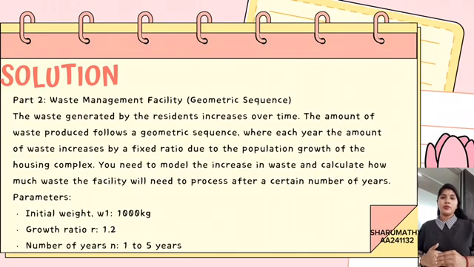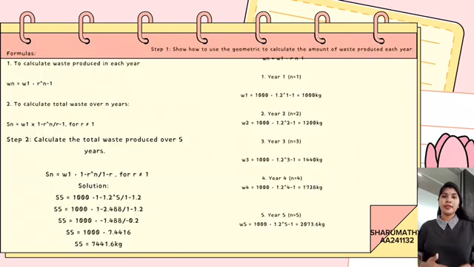The second case is the waste management facility. Model waste production growth using a geometric sequence where the waste increases annually by a fixed growth ratio, which is R, starting from the initial weight, which is W1. Calculate the total waste produced over the years, which is Sn, and compare it with the facility's capacity. If the weight exceeds capacity, suggest expanding the facility or improving efficiency to manage the increasing waste load effectively.